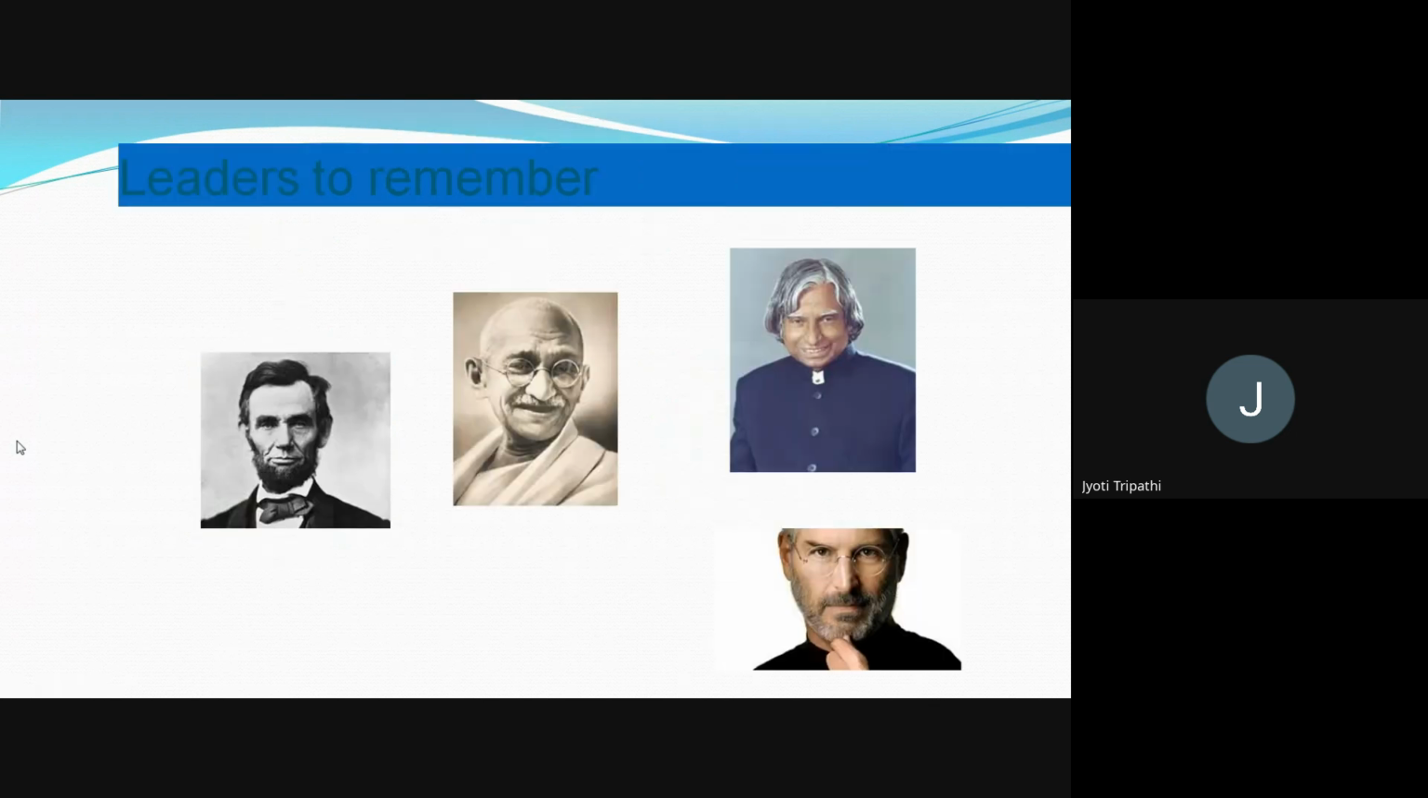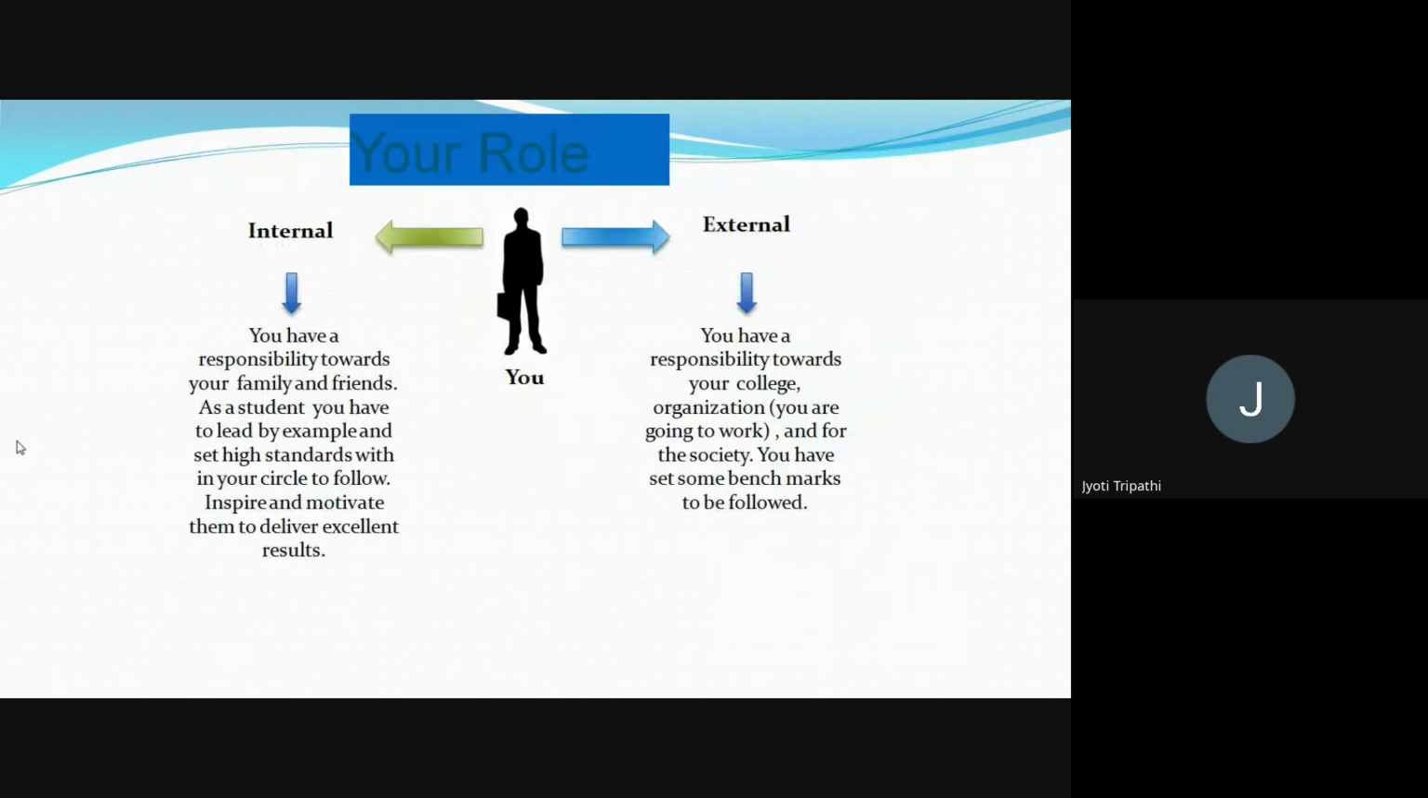So generally in our life, we play two different roles. One is internal and the second is external. Everyone has some idea about this concept. The internal role is regarding what role we play in our family, with friends, with peers, and there we set some benchmarks and we become motivators or we inspire others to follow us.